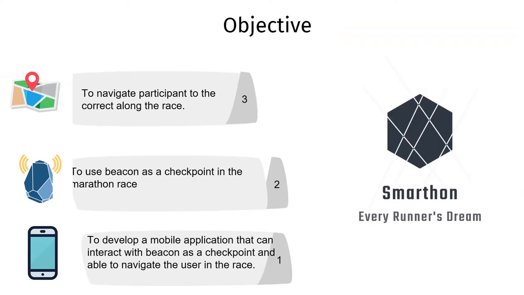The objective of this project is first to develop a mobile application that can interact with beacon as a checkpoint and able to navigate the user in the race. Next, the use of beacon as a checkpoint in the marathon race. And lastly, to navigate participants to the correct route along the race.